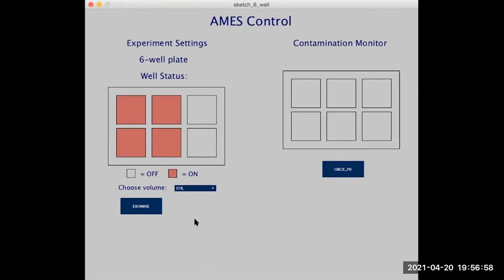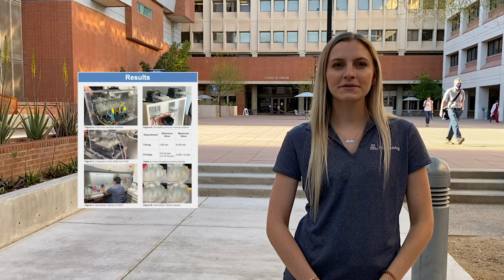The user can then initiate the exchange process, and the GUI informs the user that the media exchange process is being executed. The final function of the GUI is the pH monitor. The user can select to check pH, and the system will display the calculated pH for each well. Additionally, if one of these pH values is detected to be indicative of contamination, the GUI informs the user through an alert. The performance requirements for our system were verified through testing in the lab.